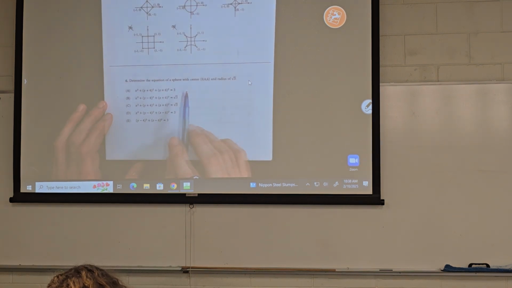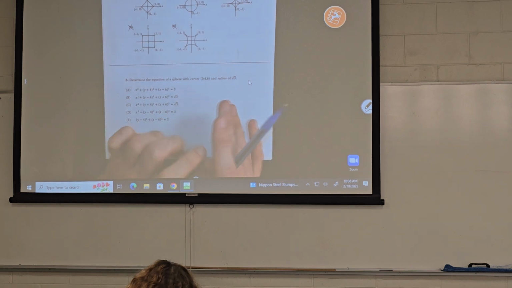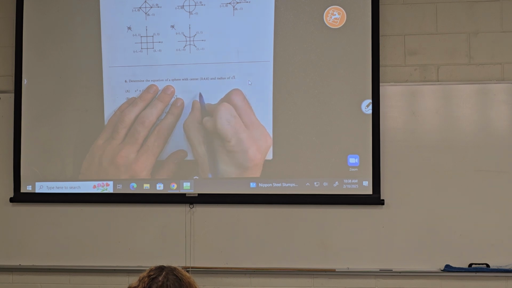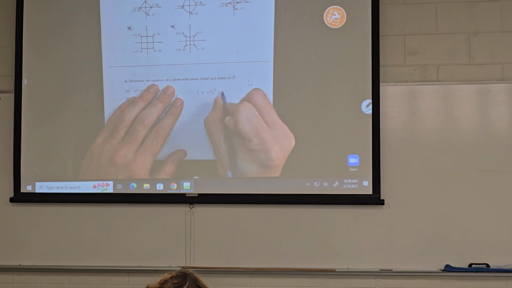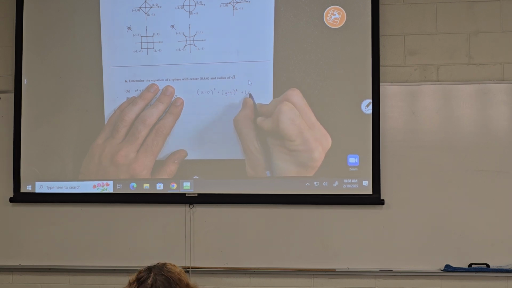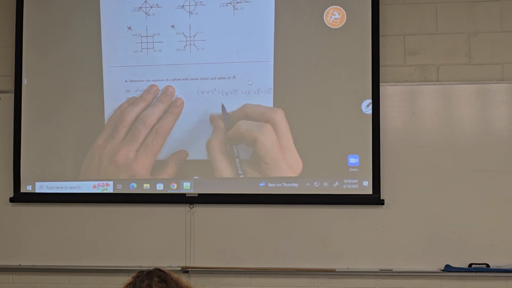Number 6, determine the equation of a sphere with this center and this radius. That's not too bad. I think without even looking at the answer choices, I can get there. That's x minus 0 squared plus y minus 4 squared plus z minus 6 squared equals square root of 3, careful, squared.